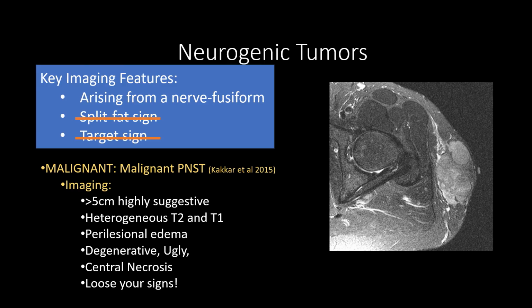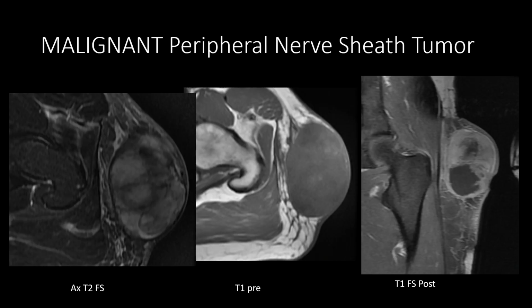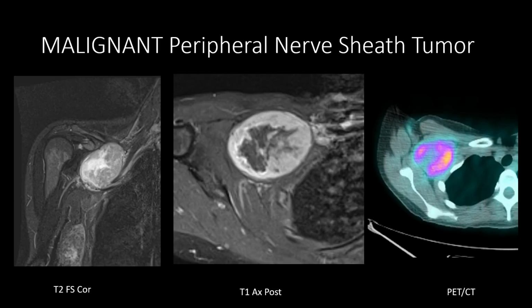If it's along a big nerve, like the tibial nerve or something, maybe we do. But in general, these look just very ugly and inflammatory. The best chance we have is if we have a patient with NF1 and we can show rapid enlargement of an existing neurofibroma, and that's where PET can be particularly helpful. So I'm just going to show you a couple examples of a malignant peripheral nerve sheath tumor just to illustrate how big and junky these things can look.